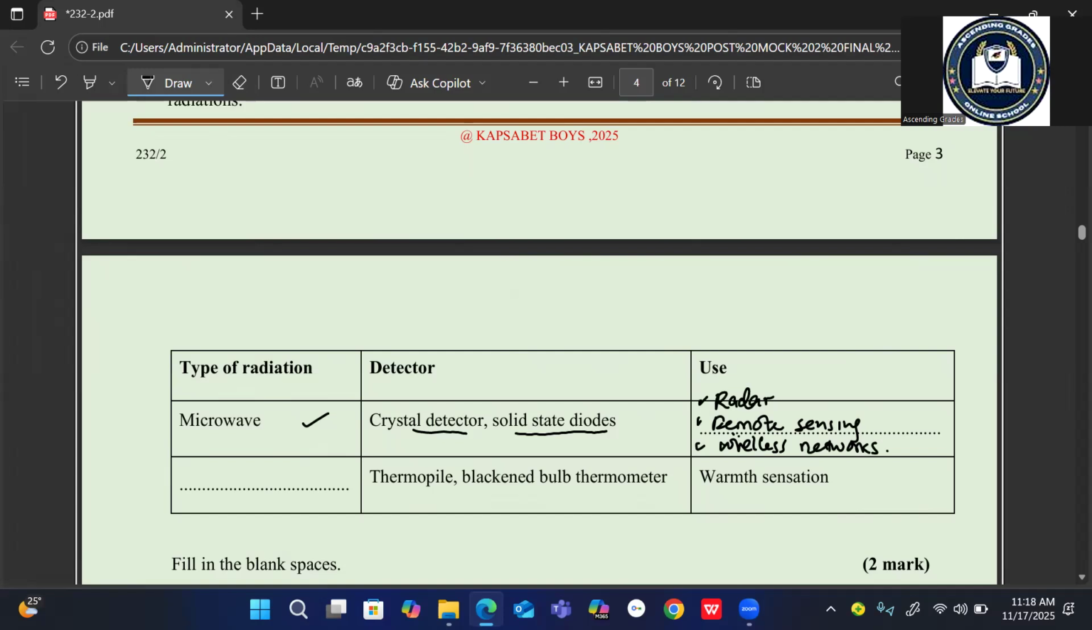We have an unmentioned radiation. Its detector is a thermopile or blackened bulb thermometer. Then it is used for warmth sensation. This one is the infrared radiation.